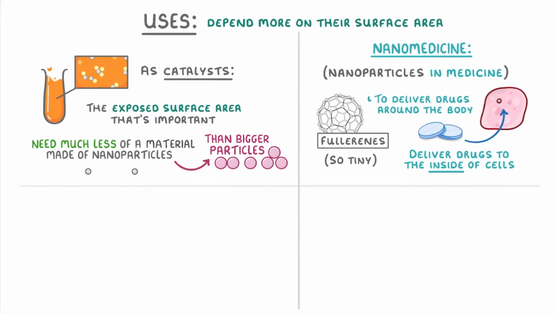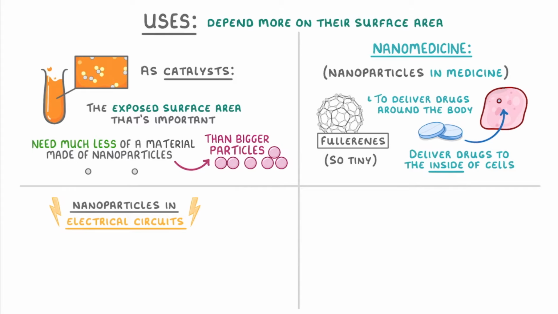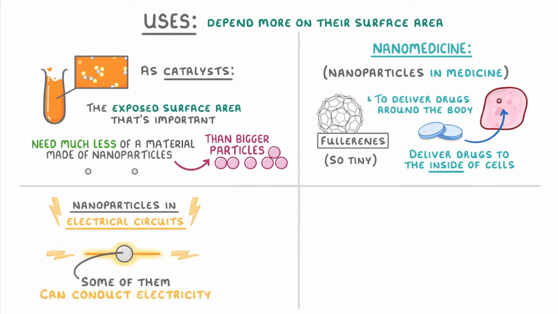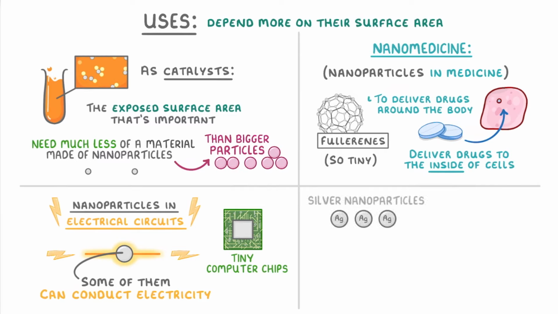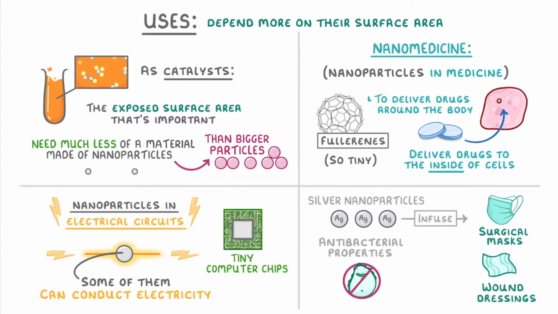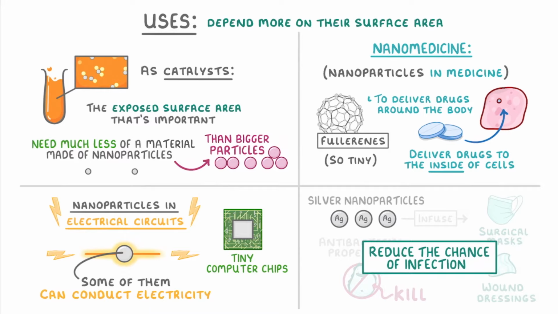There's also excitement about using nanoparticles in tiny electrical circuits, because some of them can conduct electricity. So we could theoretically make super tiny computer chips. We also use silver nanoparticles for their antibacterial properties. For example, we can infuse them into surgical masks and wound dressings, like plasters, to kill bacteria, and so reduce the chance of infection.